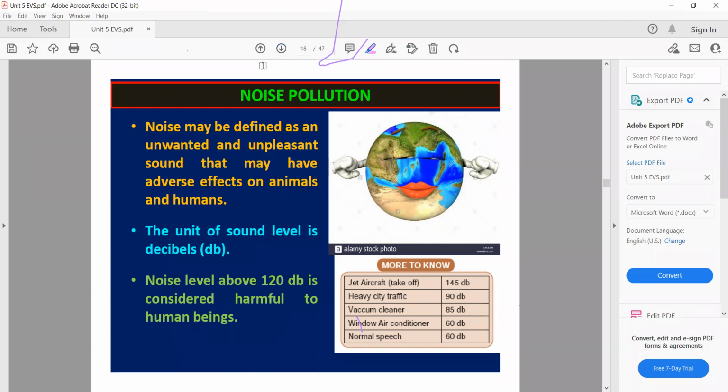Fine. Normal speech is only 60 decibels. Just double of that. Can you imagine this?